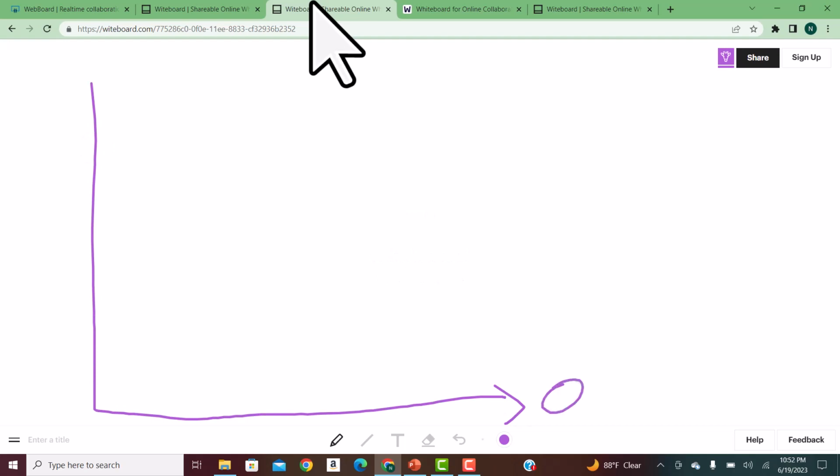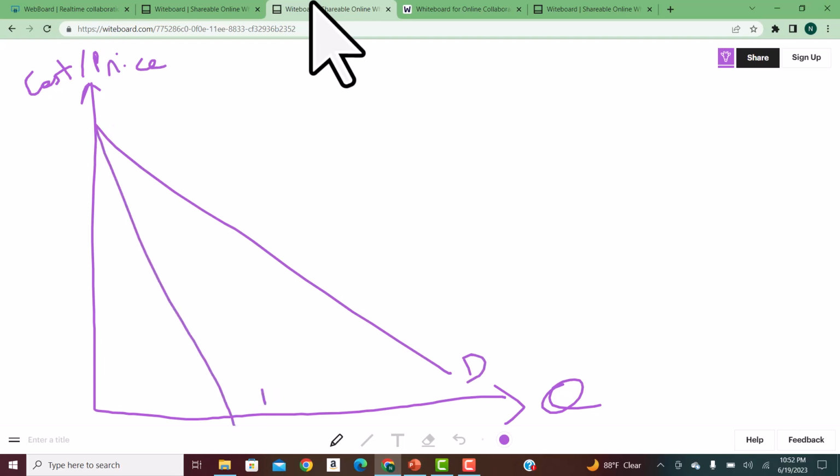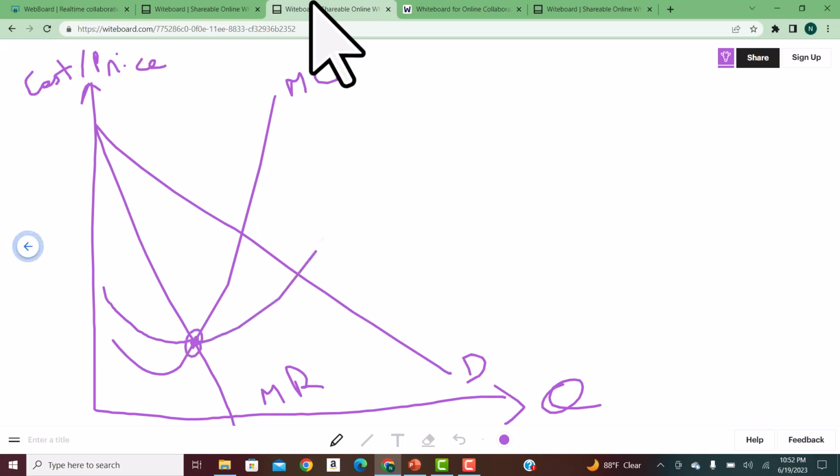Okay, so let's say we have this graph. This is quantity, this is cost slash price. So again, remember the demand curve is downward sloping and the marginal revenue curve is twice the demand curve. Then we have the marginal cost curve that's like this. And then we have the average variable cost curve or average total cost curve, which is a U-shaped curve.